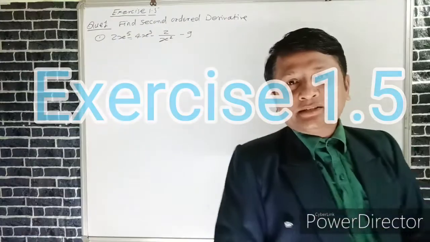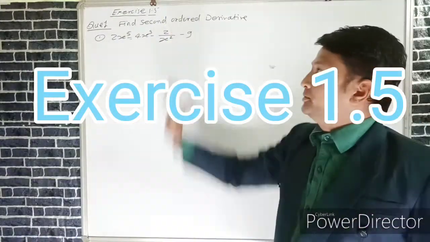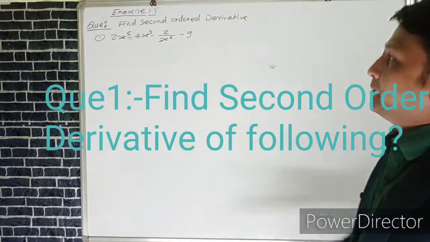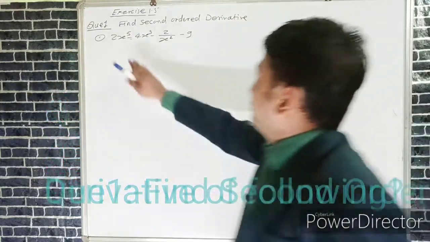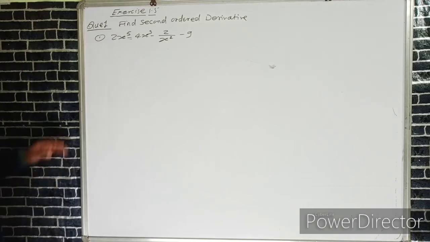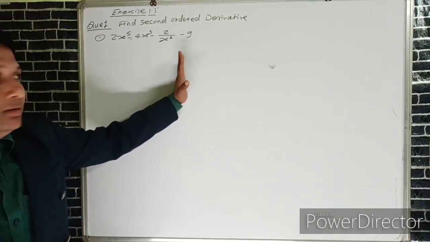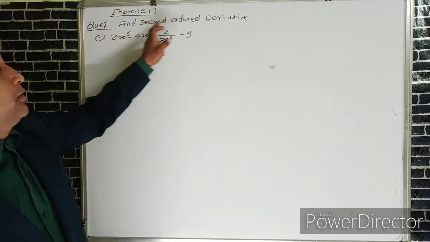To start the next exercise, which is exercise number 1.5. Here the first question is: find the second order derivative of the function 2x raised to the power 5 minus 4x cube minus 2 upon x square minus 9. Here we have to find the second order derivative.